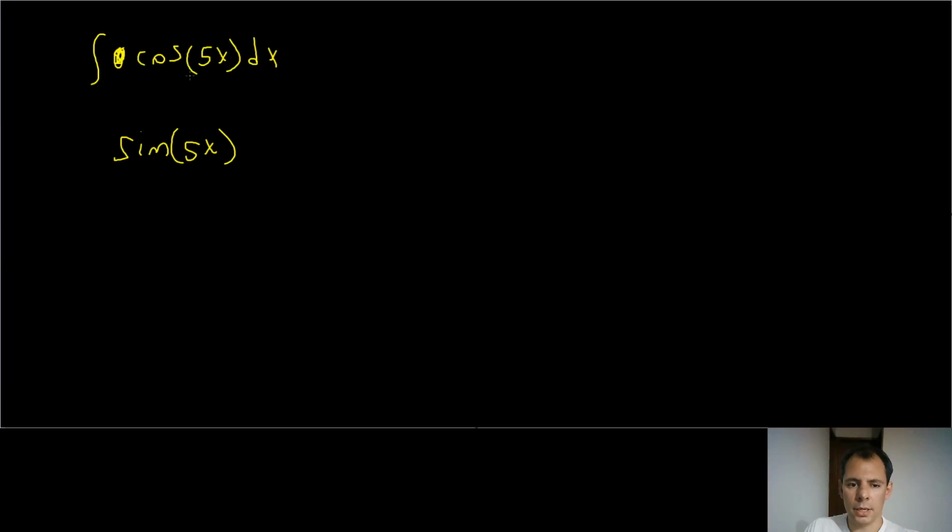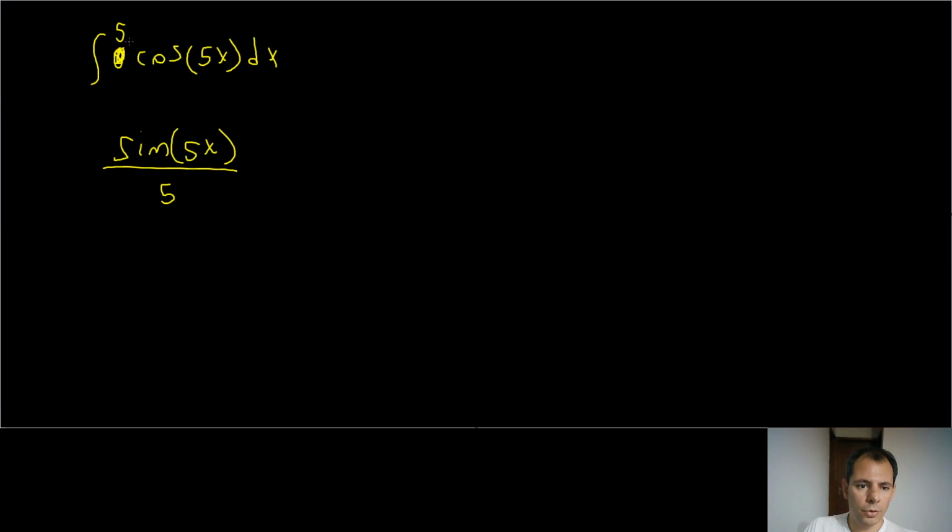Cosine of 5x, integrate that. It's sine of 5x divided by the derivative of the inner function, which is what? 5. So it's this, okay? And you're done. So if you have a 5 in here, you're going to have a 5 in here. These two are going to cancel out, and you have just this.